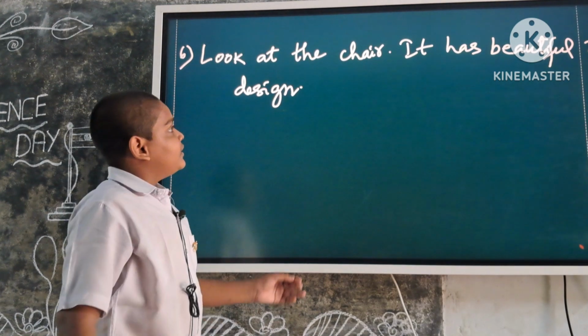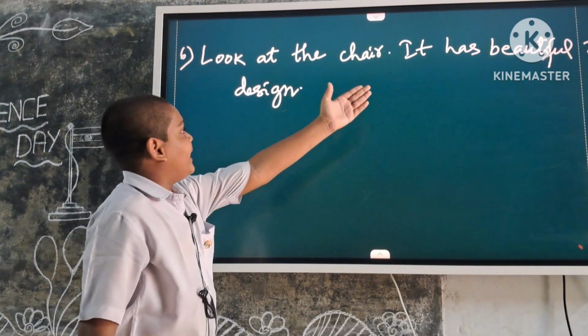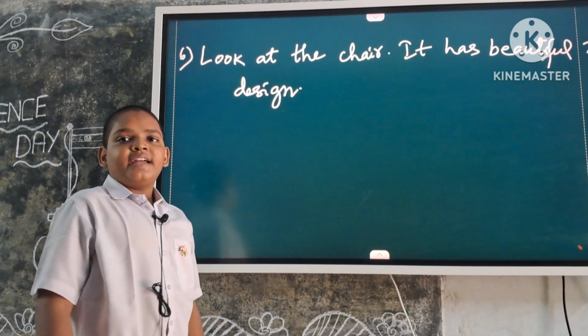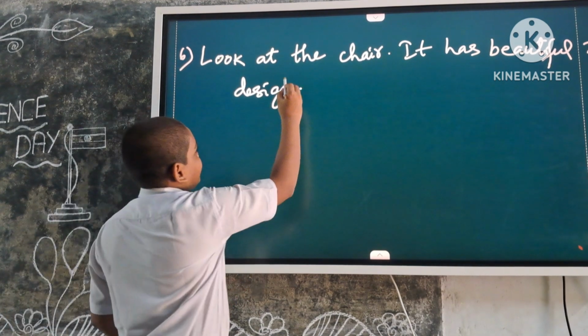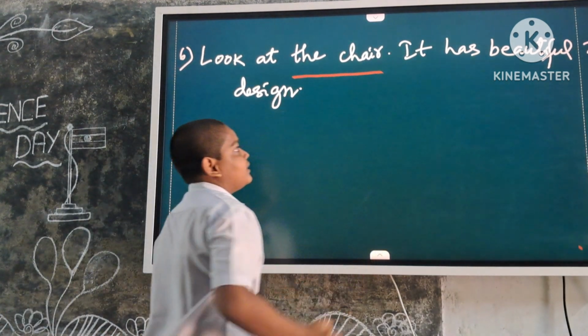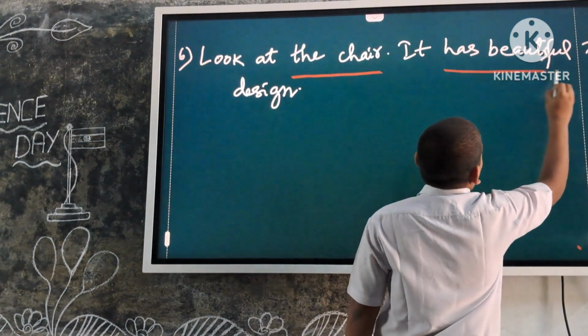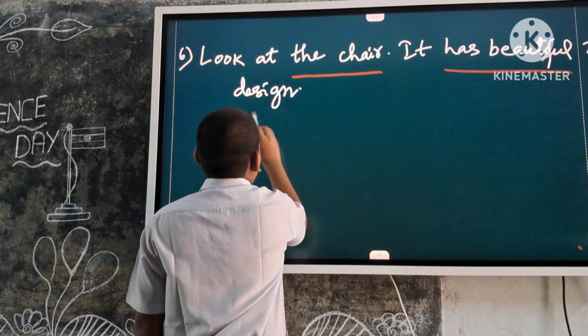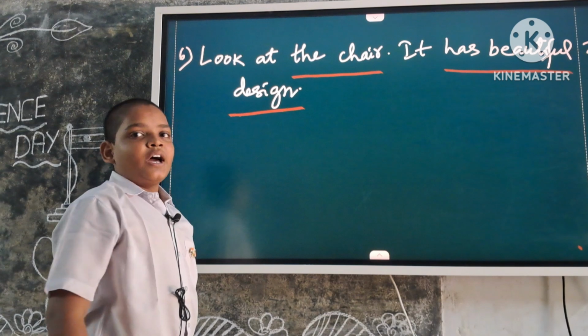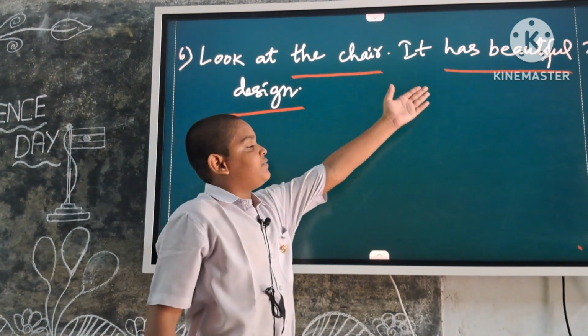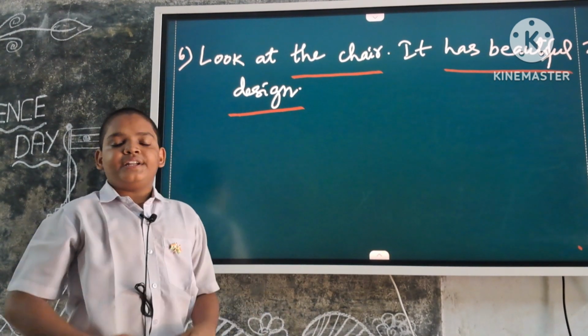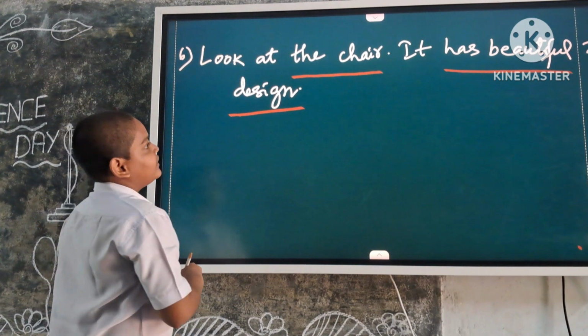Next example. Look at the chair. It has beautiful design. Here the noun phrase is the chair. The noun modifier is has beautiful design. Now join this noun phrase with this modifier. We get a new bigger noun phrase.